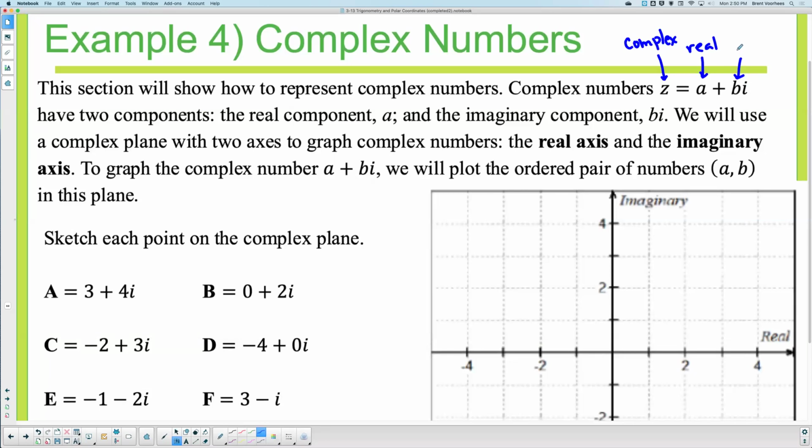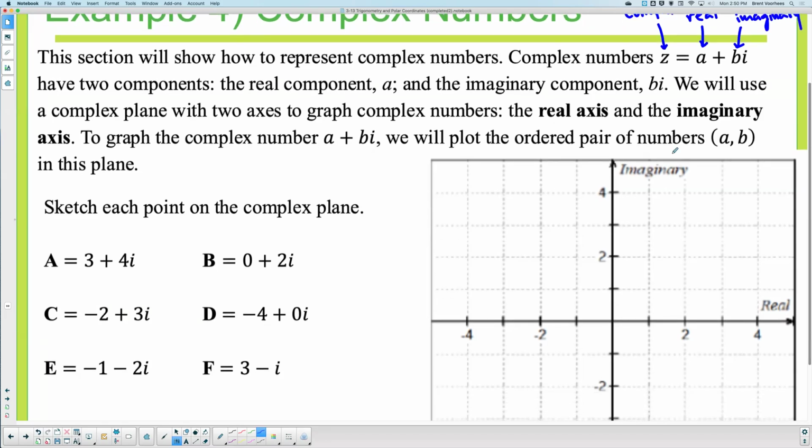b would be the imaginary portion or the imaginary coefficient. And so it's very simple to graph on because it comes in rectangular form, where the real is represented by the x-axis, the real value, and the imaginary is the y-axis.